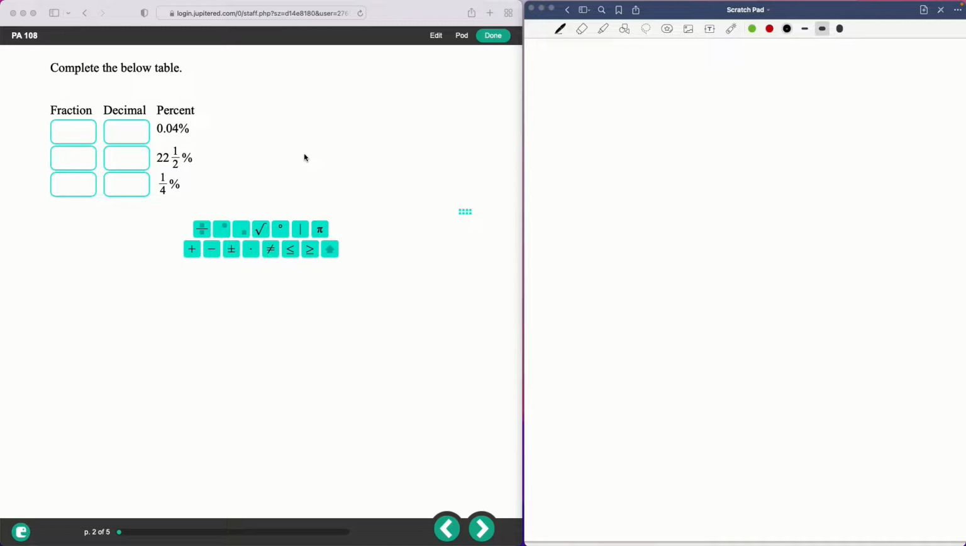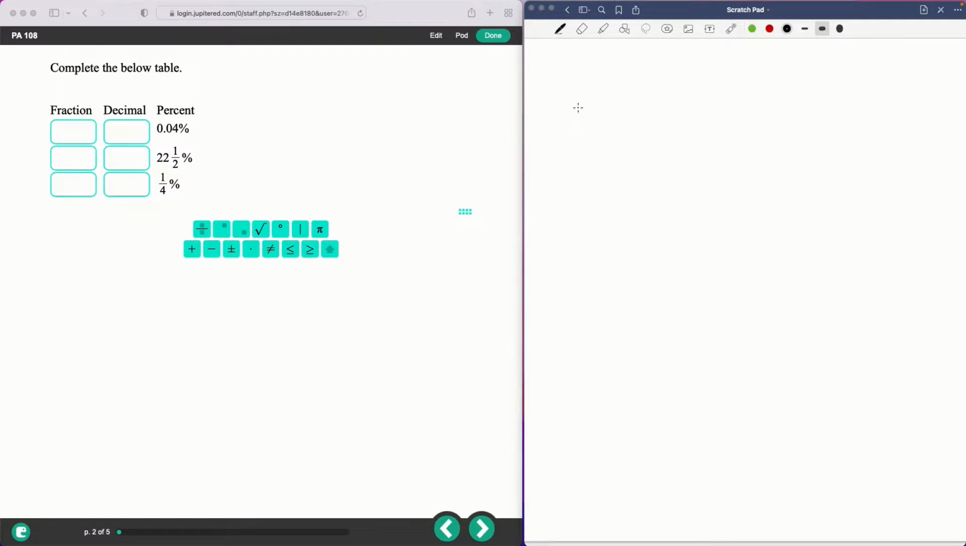So let's look at lesson 108 right now. In pre-algebra, we have a table here that we need to complete, the fraction and the decimal, and we're given the percent here to complete it with. So we have to create the decimal and the fraction for each one of these.